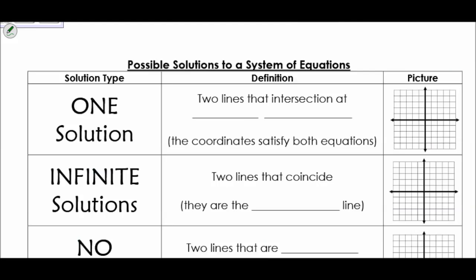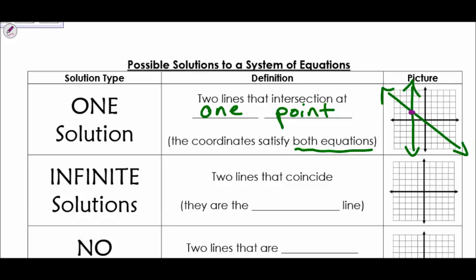All right. So there's 3 different types of solutions when you're graphing systems of equations. You can have one solution where the 2 lines intersect at just one point, which is what we just saw. So the coordinates satisfy both the equations, but it's just hitting one time. So I'm going to draw that random line, and it hits this other random line just at that one spot.